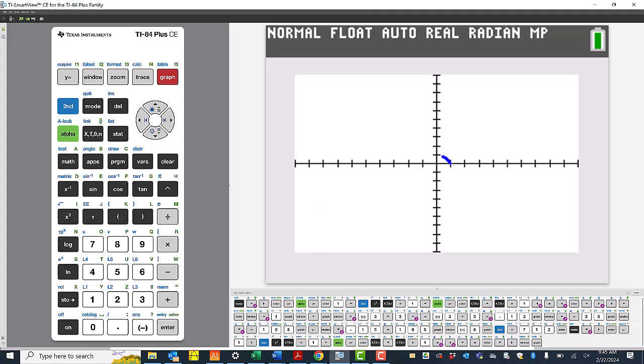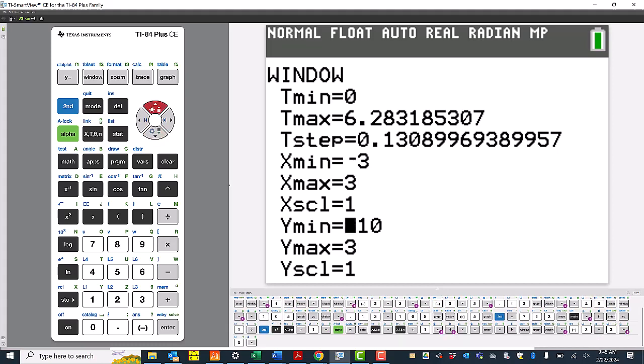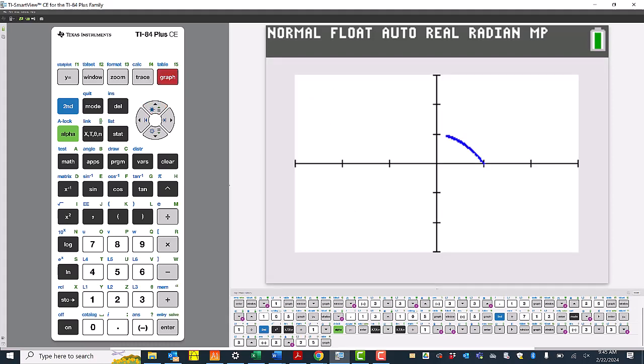Well, if we look at the graph, we didn't even get to see anything. It made this small little segment and then stopped. So let's change our window. Let's change our x's and y's. Okay, and let's change our Tmax. Maybe it didn't have enough T values to graph. Let's jump up to 25. Okay, that graphed really fast. We didn't even get to see anything.